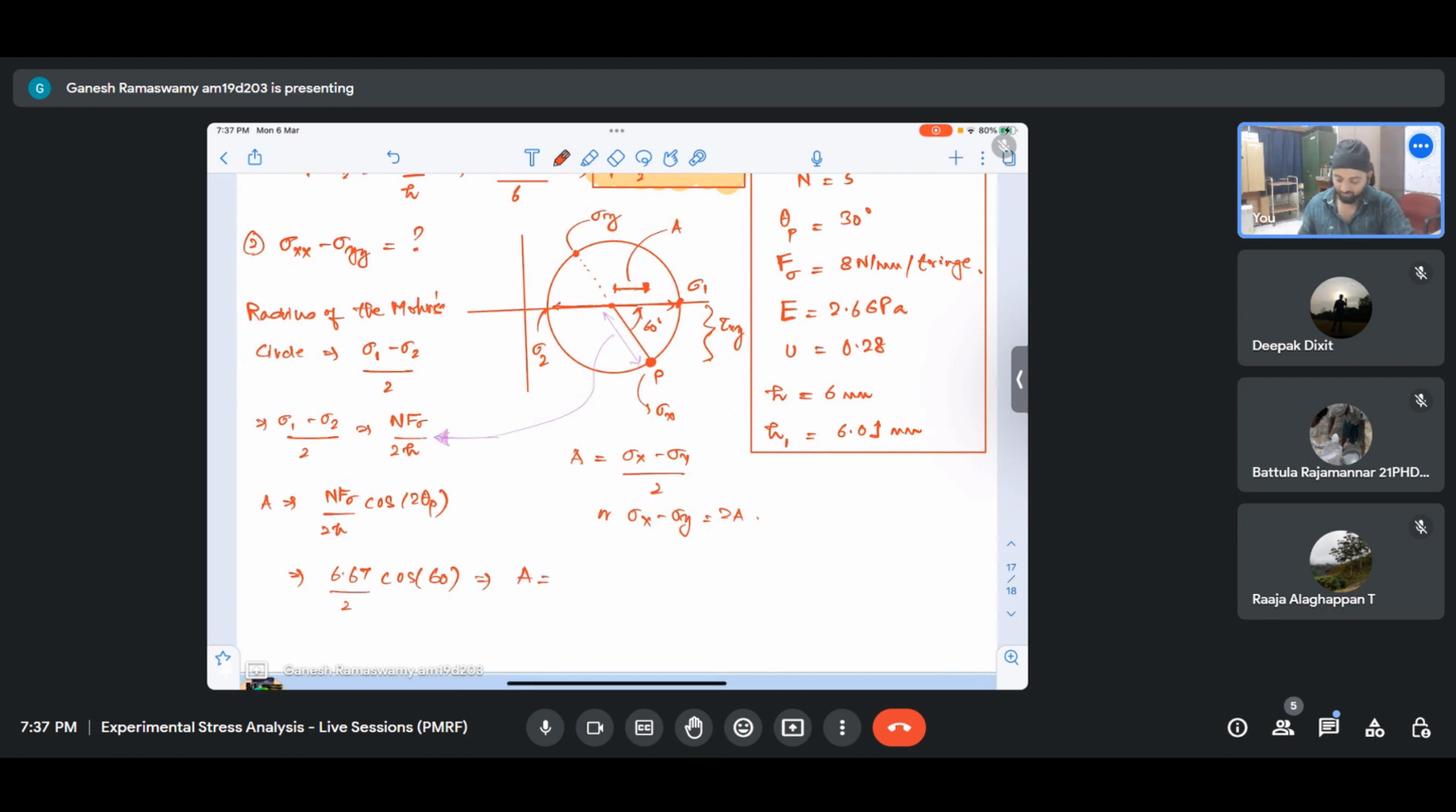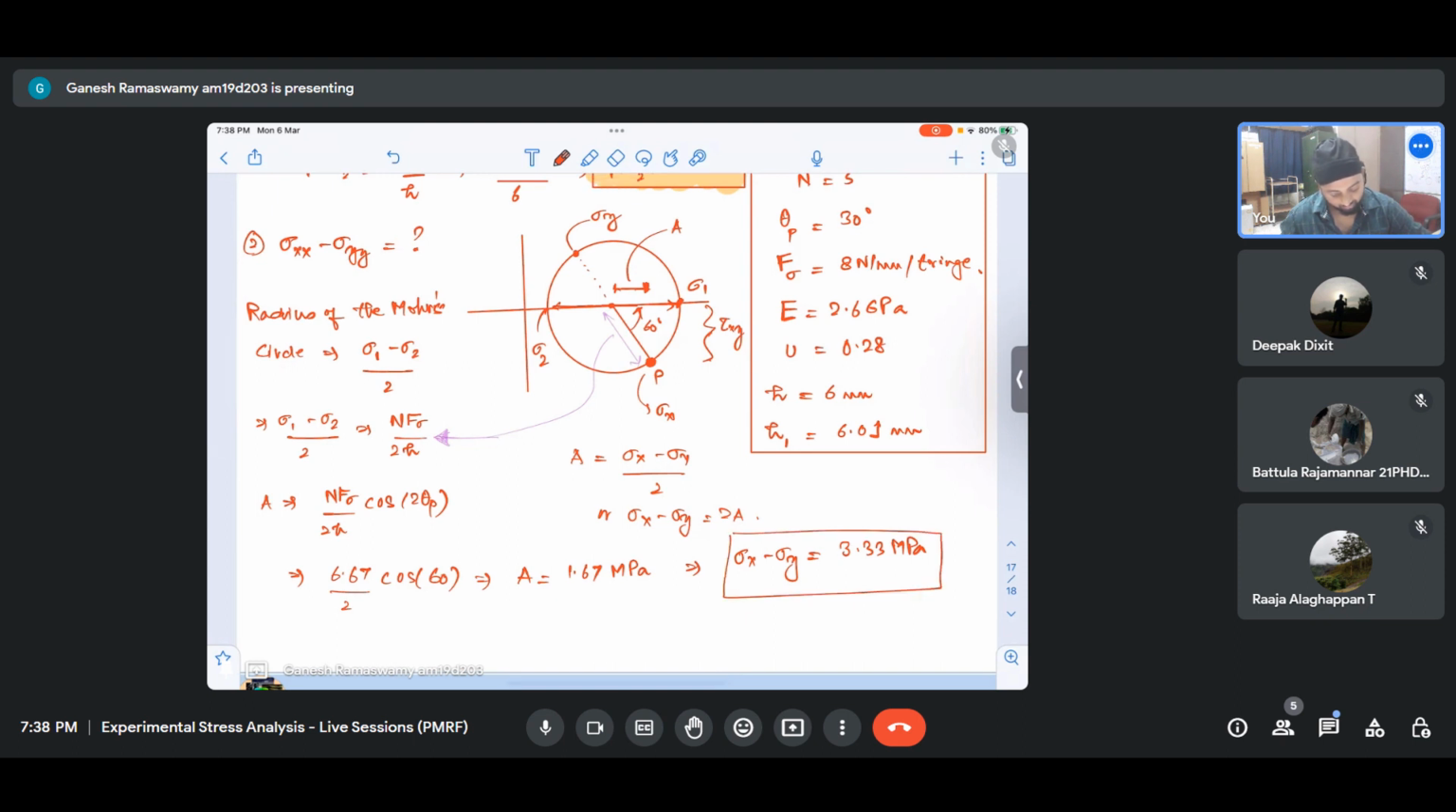So what does this come out to? 6.67 by 2 cos 60, so it is 1.67 MPa. But we want sigma x minus sigma y, which is nothing but twice this quantity, which is 3.33 MPa. Someone had also posted that in the answer. Okay.